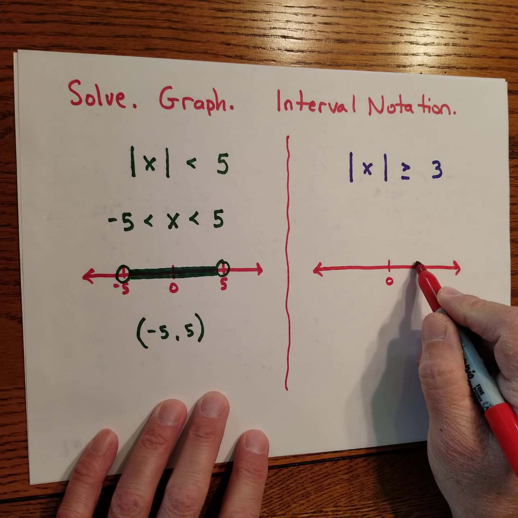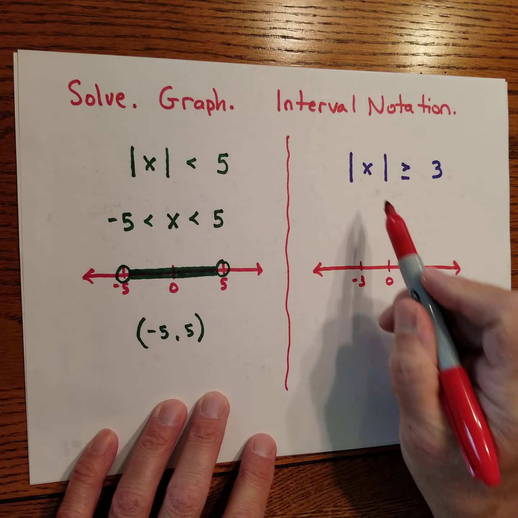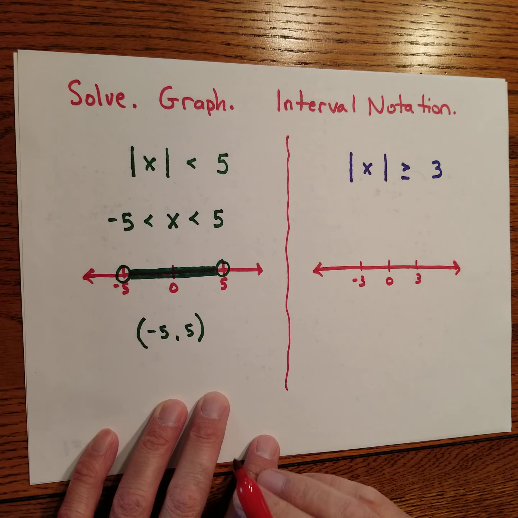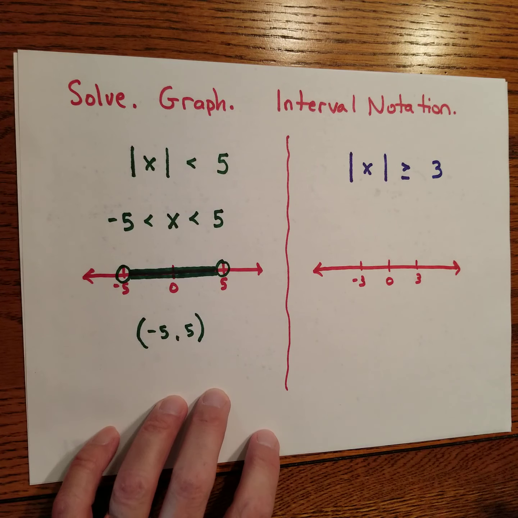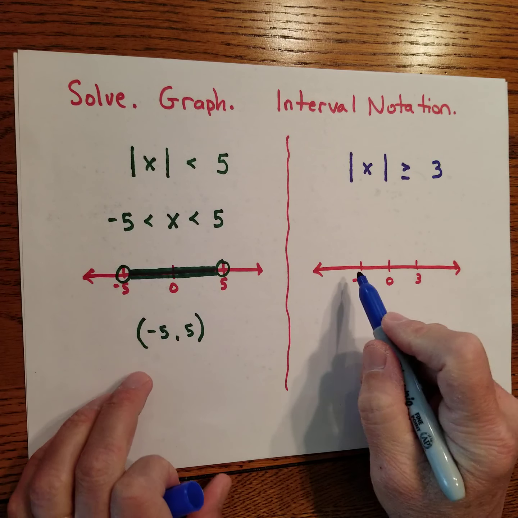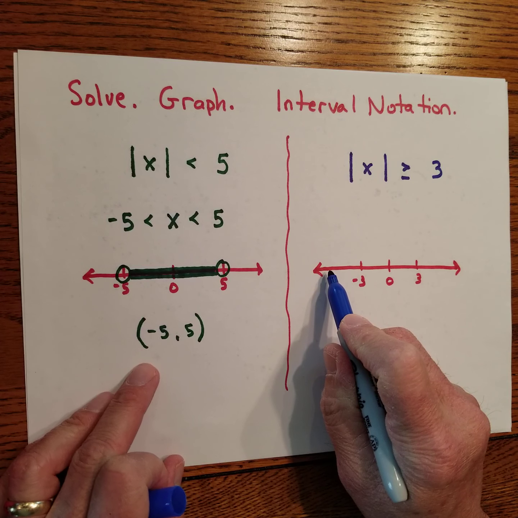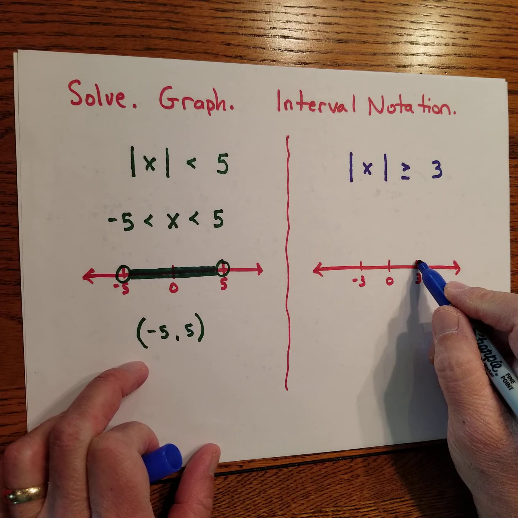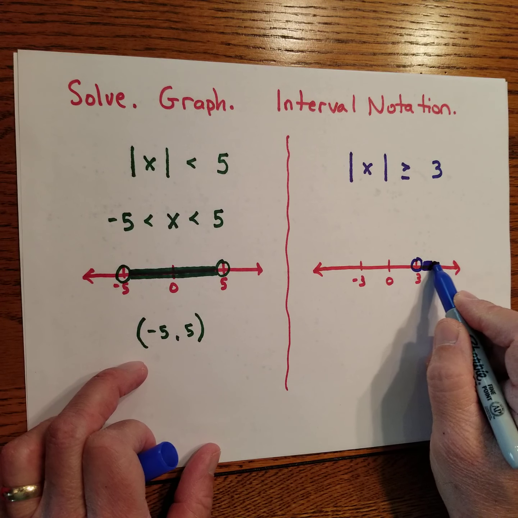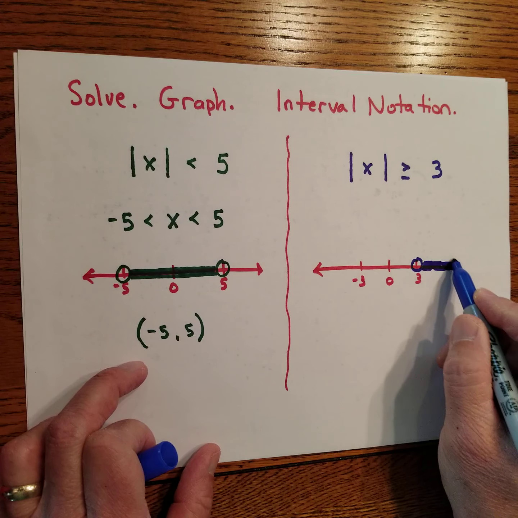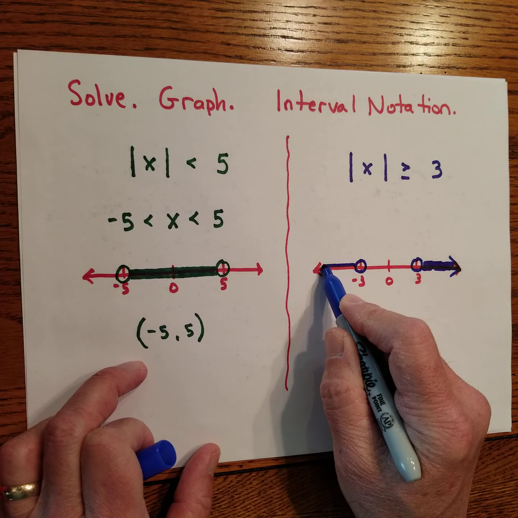Let's put 0 here. There's positive 3. There's negative 3. What are the numbers that are more than 3 away from 0? That would be like 4 and 5 and 6. Also, negative 4 and negative 5 and negative 6 are also more than 3 away from 0. All of the numbers to the right of 3 and all of the numbers to the left of negative 3.